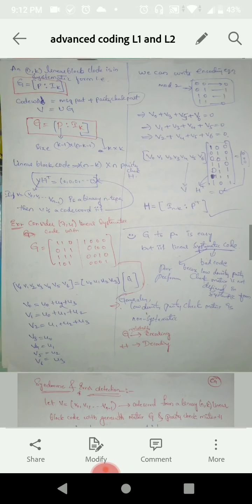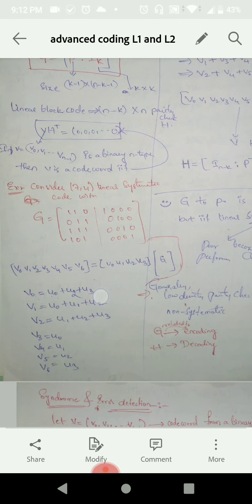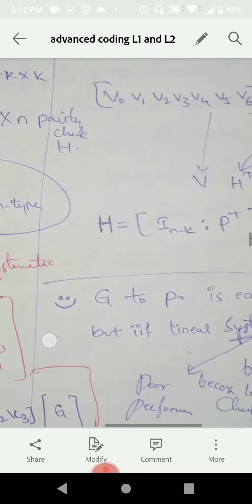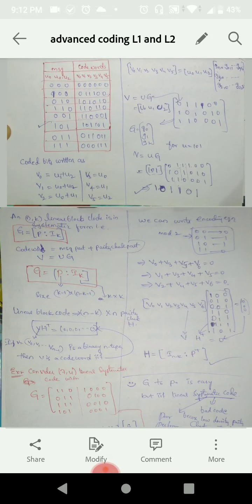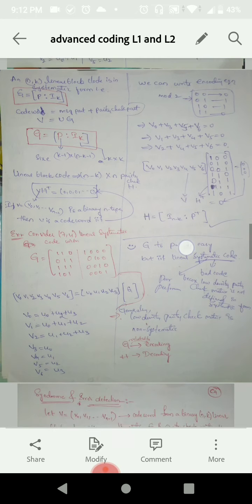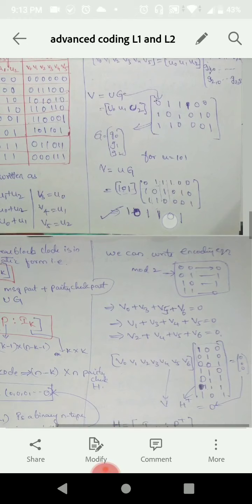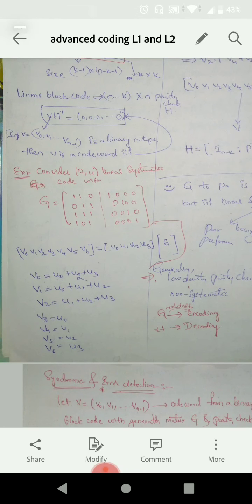So let me take an example, considering a (7, 4) linear systematic code given by a generator matrix, and we are going to do the same thing we have done till now. We are making the arrangements very clear. After clearing that, we use modulo 2 addition, where we need to make the sum 0. We need to specify the equations.